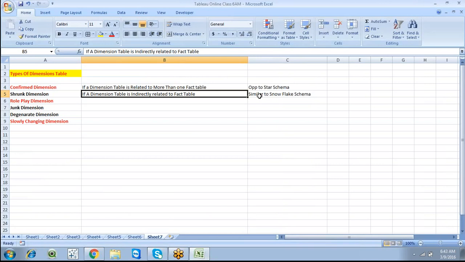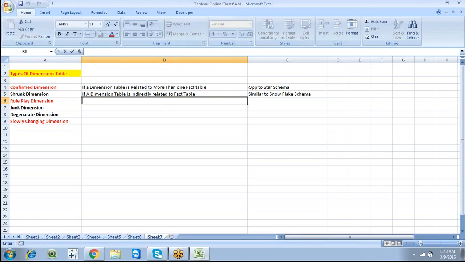So what is meant by role playing dimension? A role playing dimension is one where a dimension is going to play more than one role.